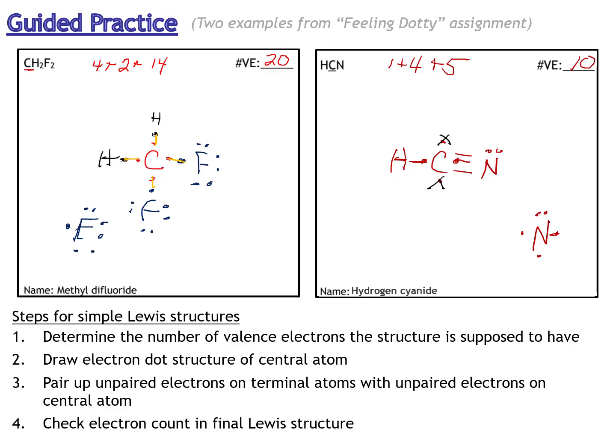So now we're going to check our valence electron count. And these are X's. I was crossing them out. So we have 2. Let me turn the laser pointer back off so you can see what I'm counting. 2, 4, 6, 8, 10. So that's how we know that that is the right structure. And the name for this, if you're following along with the assignment, I forgot to put it on it. The name for this compound is hydrogen cyanide.